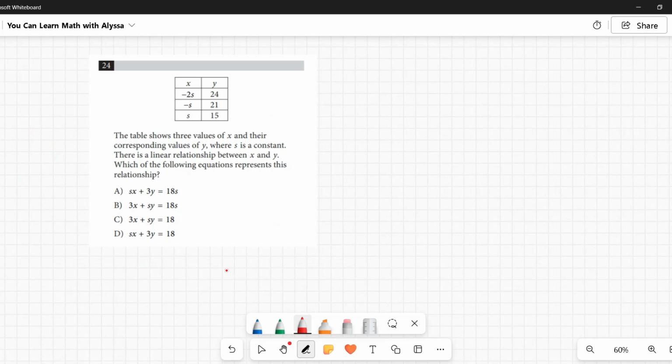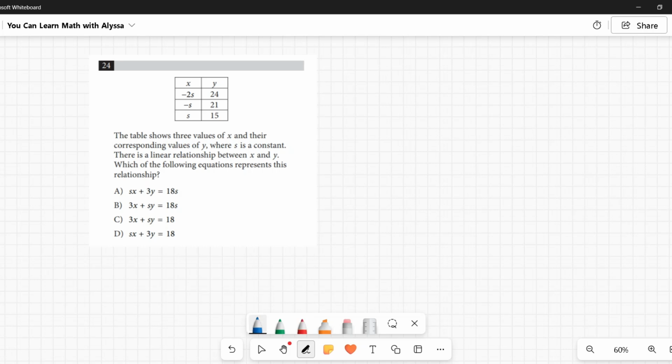Number 24. I have a table, x and y: x being negative s, y is 24; x is negative s, y is 21; and x is s, y is 15. The table shows 3 values of x and their corresponding values of y, where s is a constant. There's a linear relationship between x and y. Which of the following equations represents this relationship?